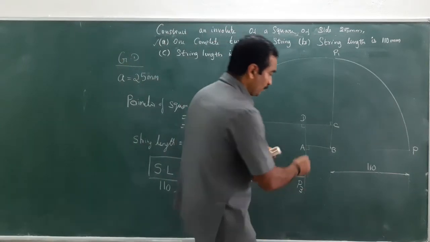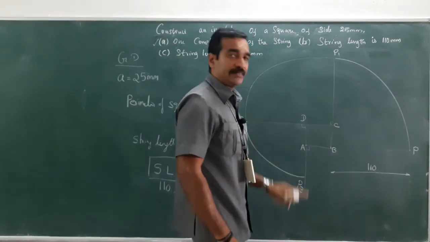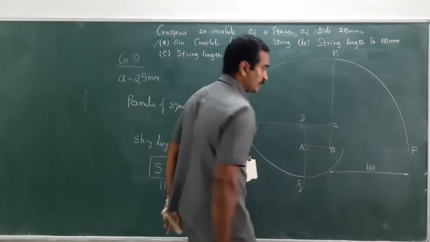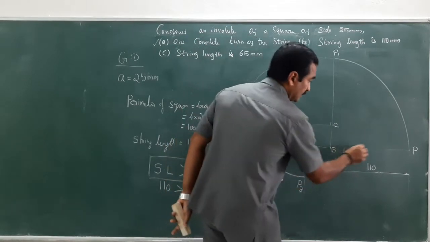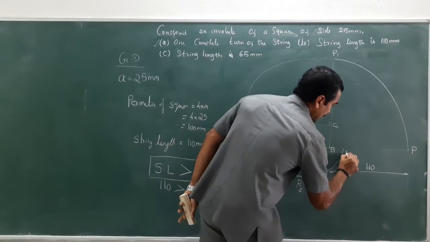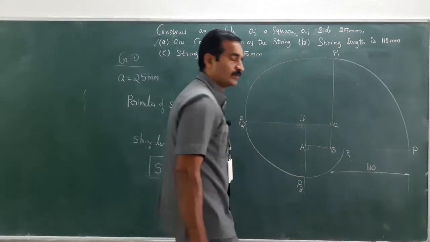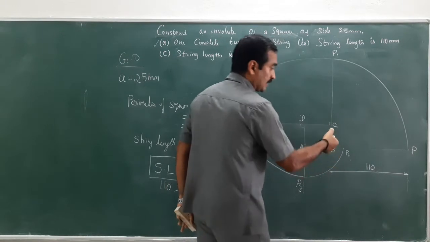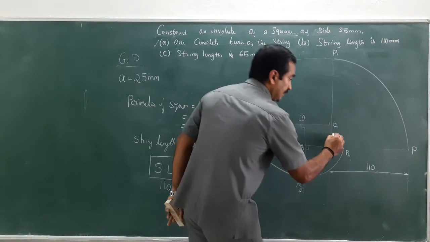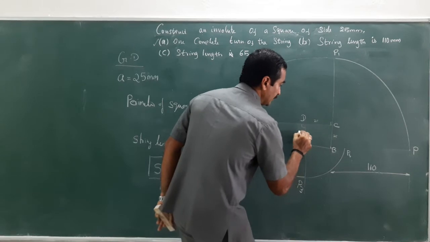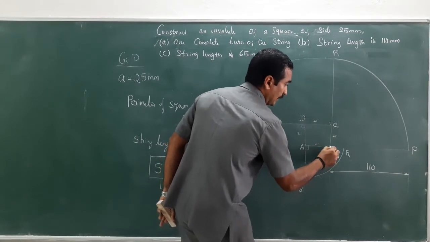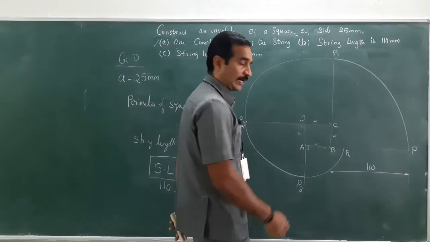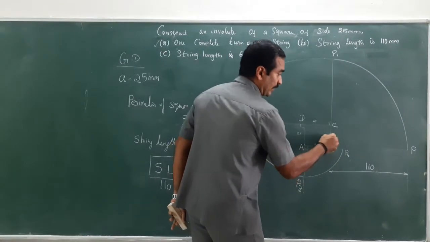Now A as center, AP3 as radius, cut an arc till it intersects the line which is extended from B. This point is P4. The length of the string is 110. So if you consider this side of the square, it is 25, here it is 25, here it is 25, here is 25. Up to B, 100, 25, 25, 25, 25, up to here it is 100, then 110 would be somewhere here, isn't it?